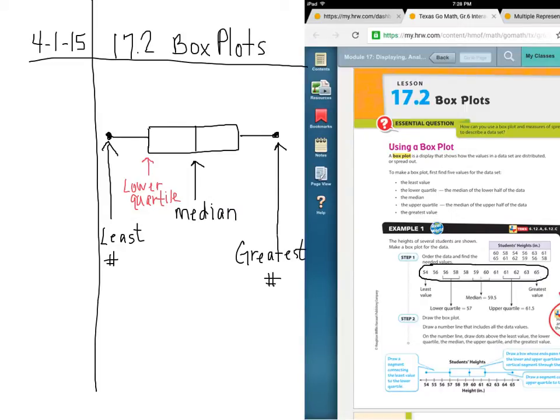And then this number here is, this line is sitting on the upper quartile.